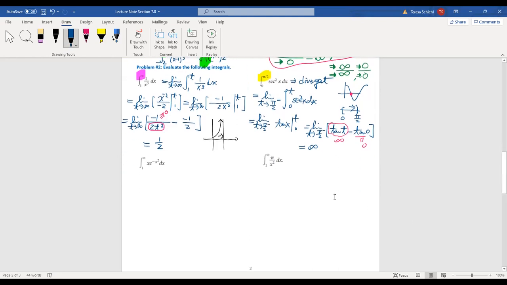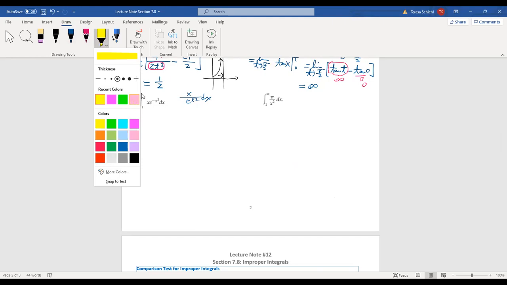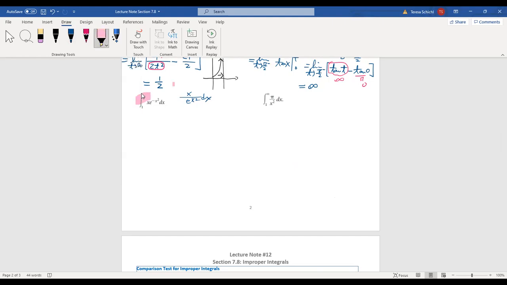All right, so now let's take a look at this one here. So we have the integral from 1 to infinity of x times e to the negative x square. So this basically is x and e to the negative x square dx, right? So we know it's continuous everywhere from 1 to infinity. So for this problem, what type of improper integral do we have? It is a type 1, because I have the infinity there.